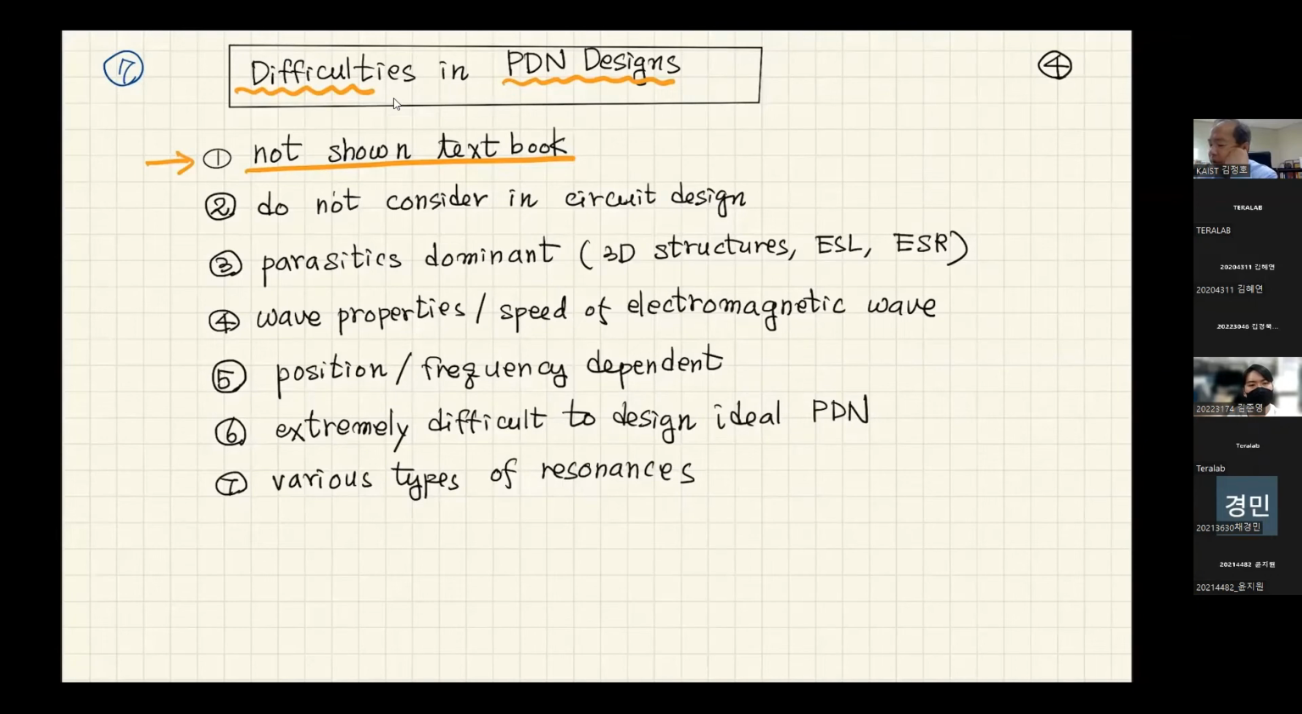The second difficulty is that we haven't considered it in circuit design. And the third is that especially inductance and resonance, and some part of C in the power distribution network, come majorly from parasitics. So it is not shown up in the circuit diagram.